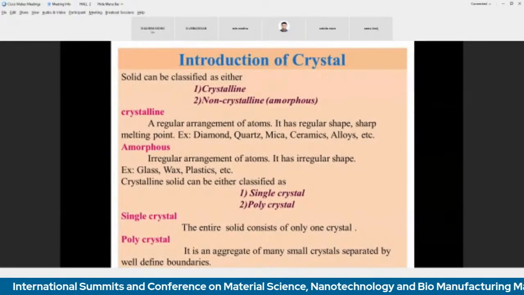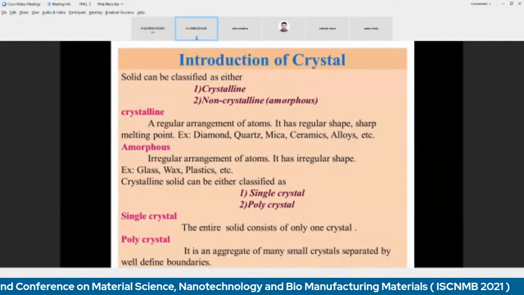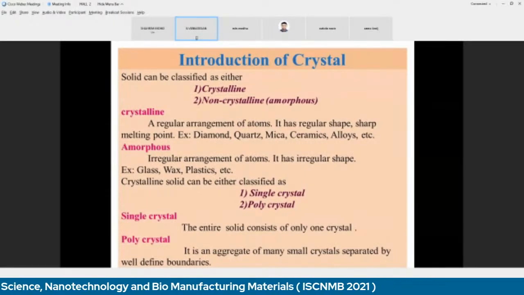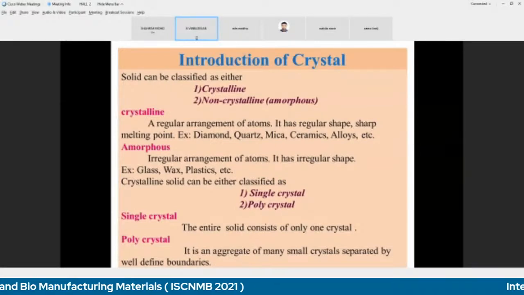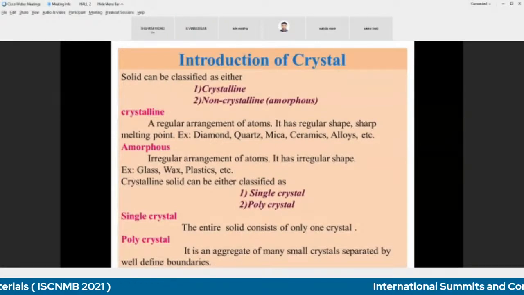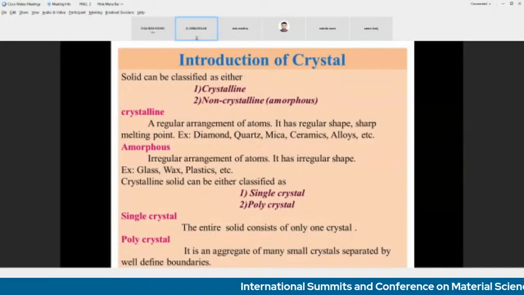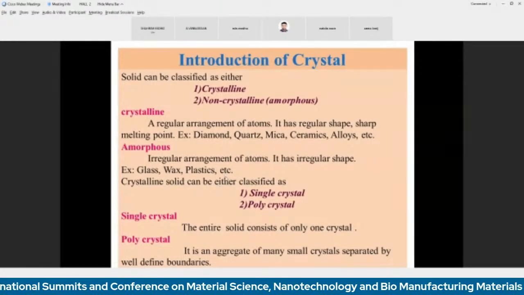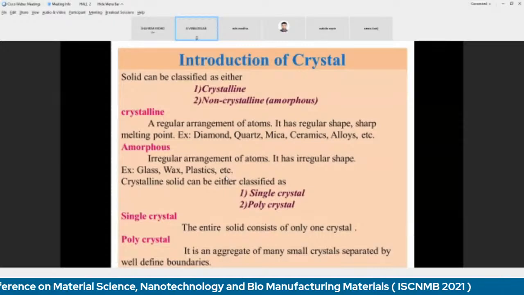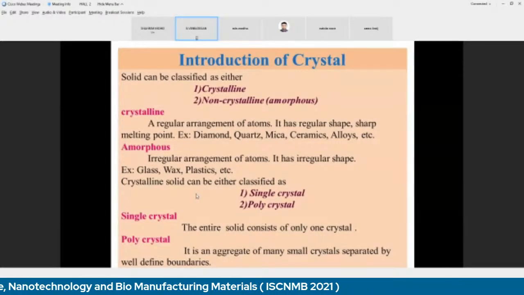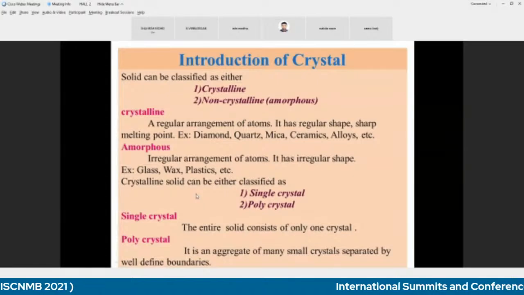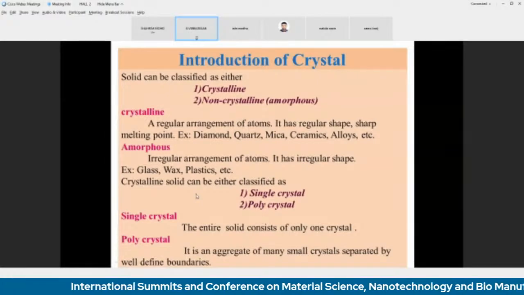First of all, I am going to recall the crystal. Solids are classified into two types, as we already know: crystalline and non-crystalline. Non-crystalline is nothing but amorphous. A crystal is simply defined as the regular arrangement of atoms, whereas in amorphous solids the arrangement of atoms is irregular. Further, crystalline solids can be classified into two types, single crystals and polycrystals. A single crystal is one where the entire solid consists of only one crystal. But a polycrystal contains a number of small crystals separated by definite boundaries.